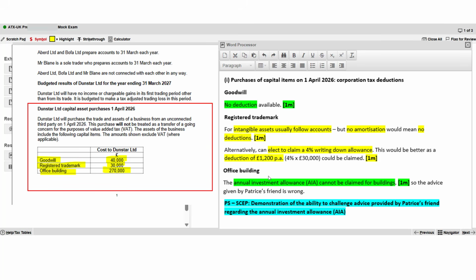Then we've got the office building. So the office building, the friend is wrong. We cannot claim the annual investment allowance. The only allowances we might get for the building itself would be structures and buildings allowances, which, as we've said, are not available here. We've got a scepticism professional skills mark as well for demonstrating the ability to challenge that advice. So if you've questioned that advice, then you've got the skills mark.